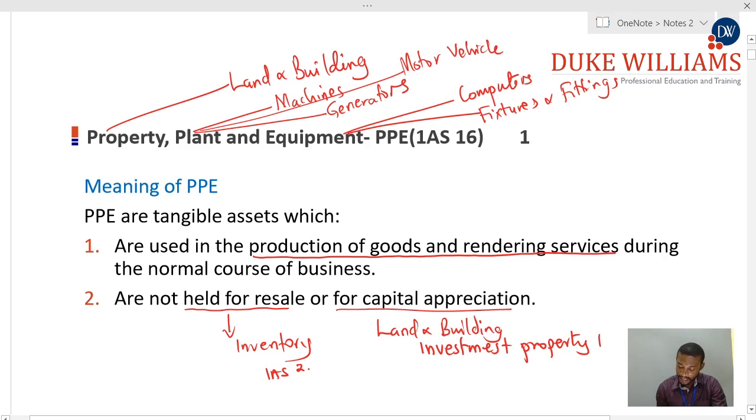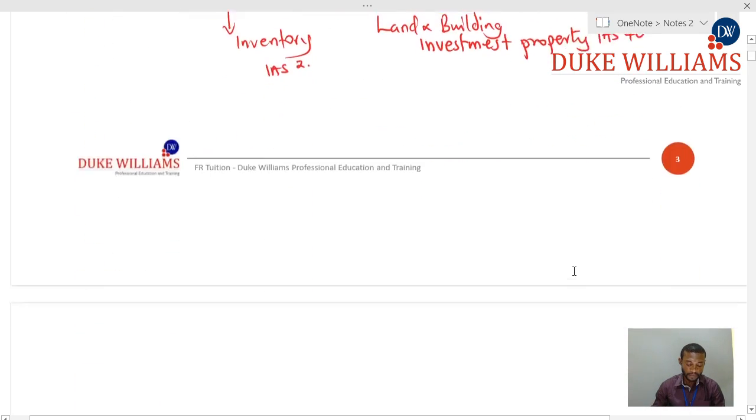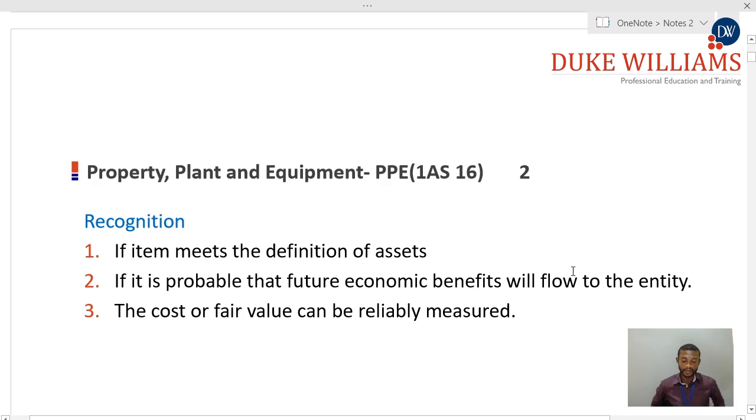Now, the clear distinction here is that the PPE, these are assets acquired for use in the ordinary course of business. And that is PPE. We look at recognition. It has not changed from the new recognition criteria in the conceptual framework. So the first recognition criteria is that it should meet the definition of an asset. And basically, we look at control.